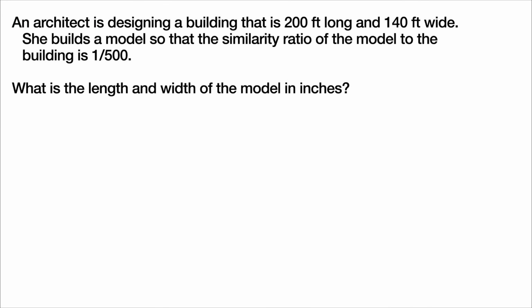An architect is designing a building that is 200 feet long and 140 feet wide. She builds a model so that the similarity ratio of the model to the building is 1 to 500. So what is the length and width of the model in inches? It's questions like this where I'm kind of glad I have a calculator. So in this case, it's 200 feet long by 140 feet wide, and the similarity ratio is 1 to 500.